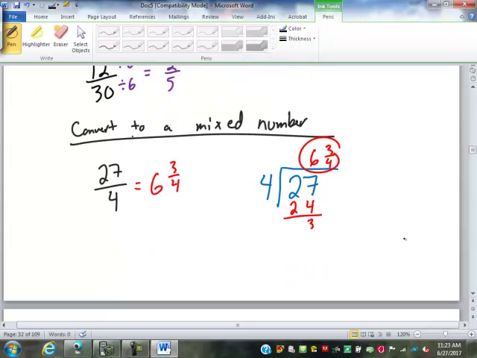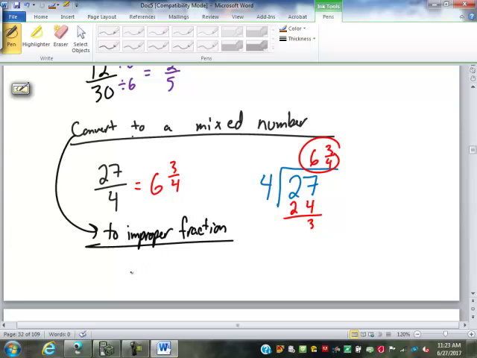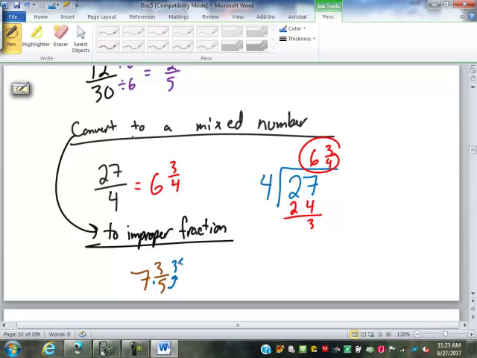You might be asked to convert to an improper fraction. If I give you something like 7 3/5, what am I going to do? 7 times 5 is 35. Add that to the 3 is 38, and it is still fifths. 38 fifths.